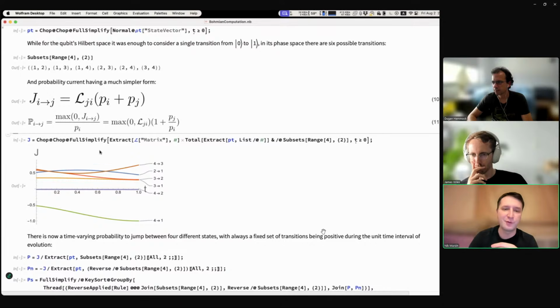Which I never proved, but it seems like this way. It wasn't obvious, and I still don't know why. But if you just generate random unitary transformations, their current in this phase space is always fixed in sign. It's always positive or negative.